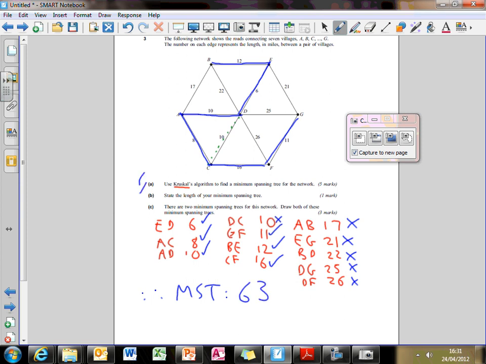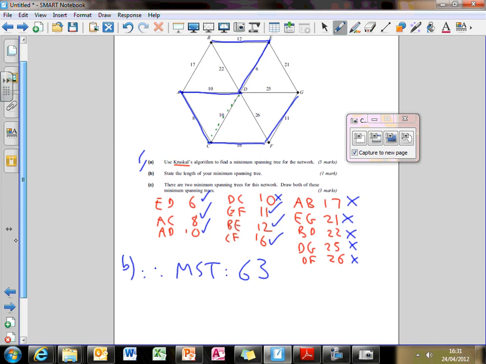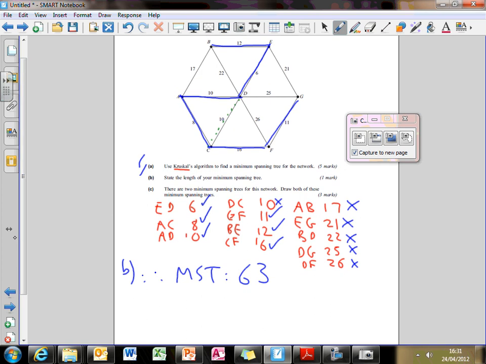That's taking care of part B. So that amounts to B there. So there are 2 minimum spanning trees for this network, of course. And it wants me to draw both of them. So I'll have a go at that down here. You could have the one that's highlighted in blue here. If in the exam you've drawn it over the picture, you must repeat it. You must draw it again. I know it's tedious, but that's how marks are won and lost.